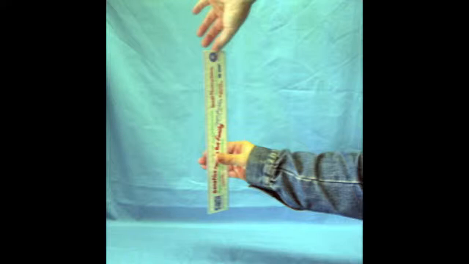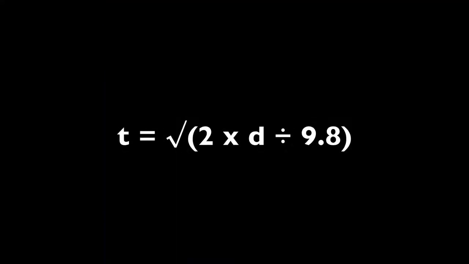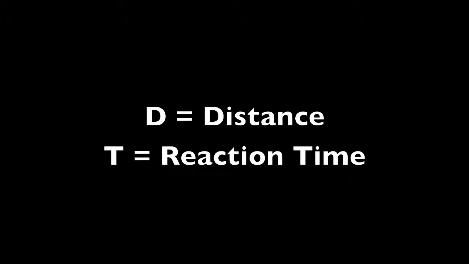Step 4. Use the formula T equals the square root of 2 times D divided by 9.8, where D is the distance the ruler fell in meters and T is the amount of time in seconds that it took for your subject to react.